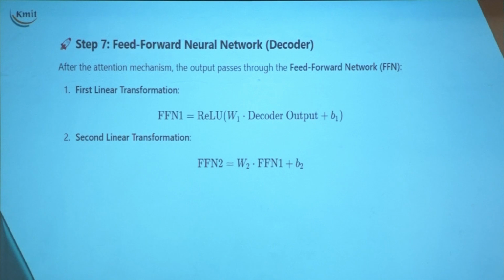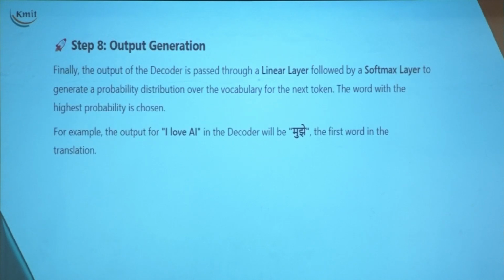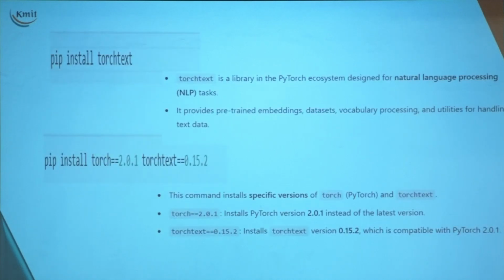Again we have feed-forward where we have what? ReLU of W1 into output of MHA plus bias. FFN2 would be what? W2 into FF1 plus B2. Okay. So the final output of "I love AI" would be what? One word generated: Mujhe AI pasand hai. Is that clear everybody? Okay.